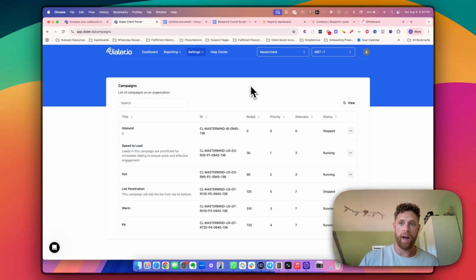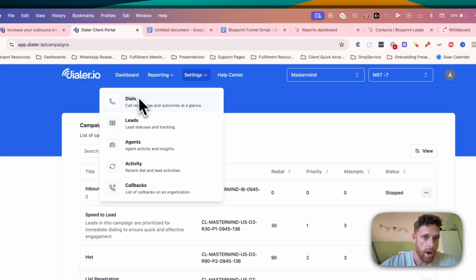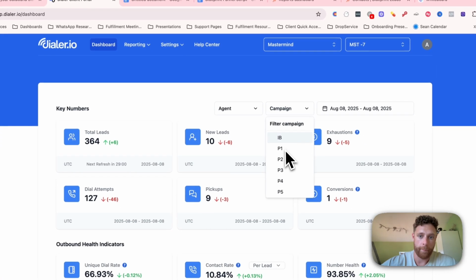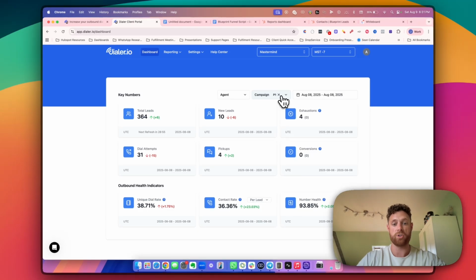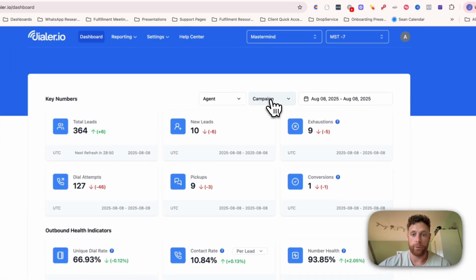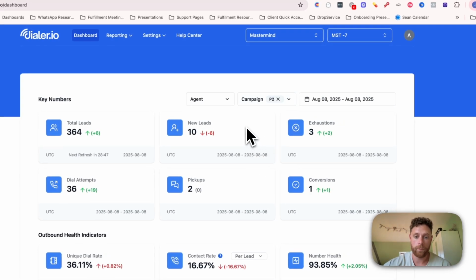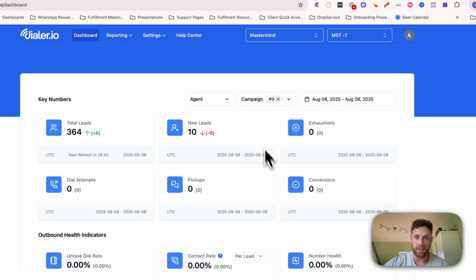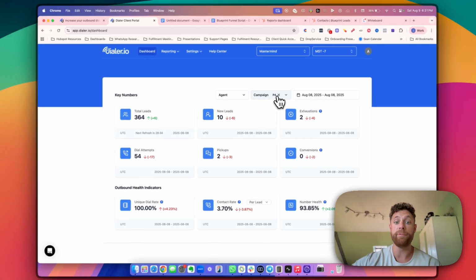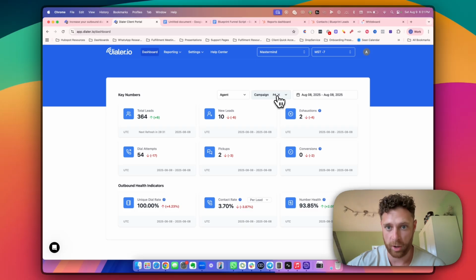Every minute that goes by, a lead is less and less likely to actually answer. I can show you that right here in the dashboard, based on some preliminary data with this specific campaign. P1 is that initial campaign right now. On August 8th, for example, we have a 36% contact rate. If we go to P2, which is typically day 2, we have 16%. P3 is right around day 3 or day 4, and you can see 16% again. Then P4, we're dropping all the way to a 3.7% contact rate on average.